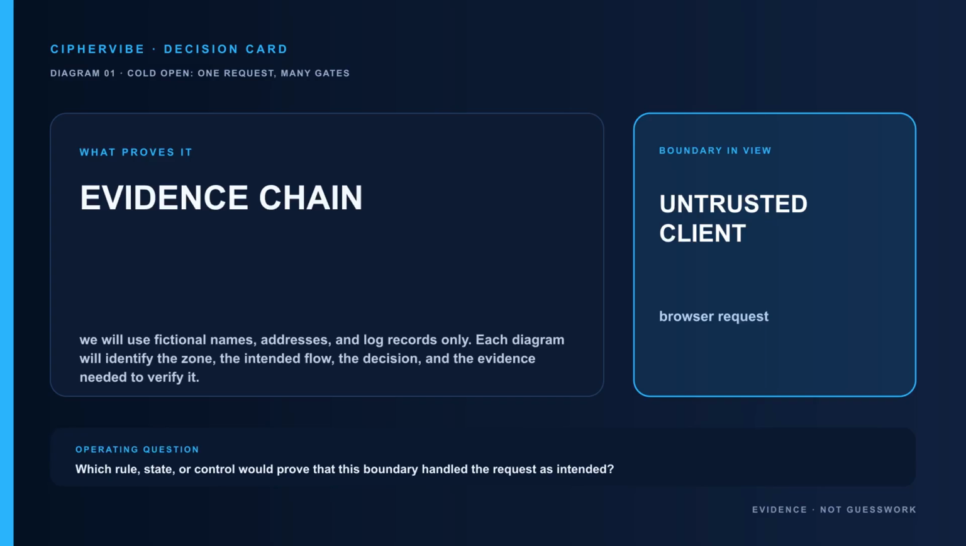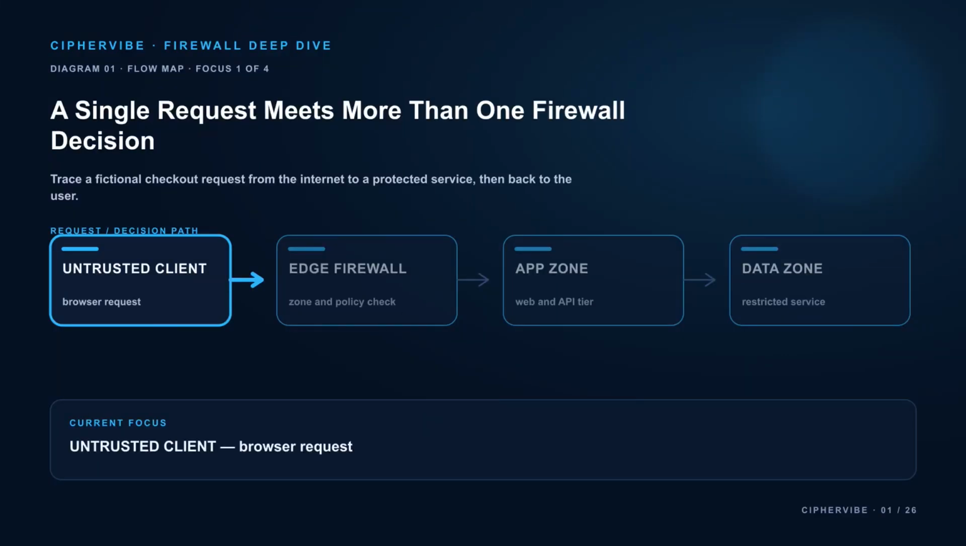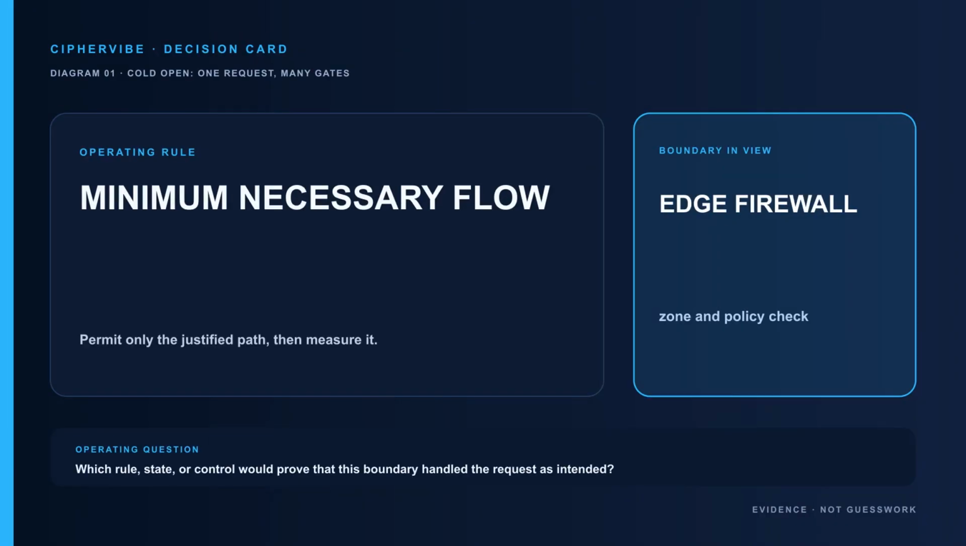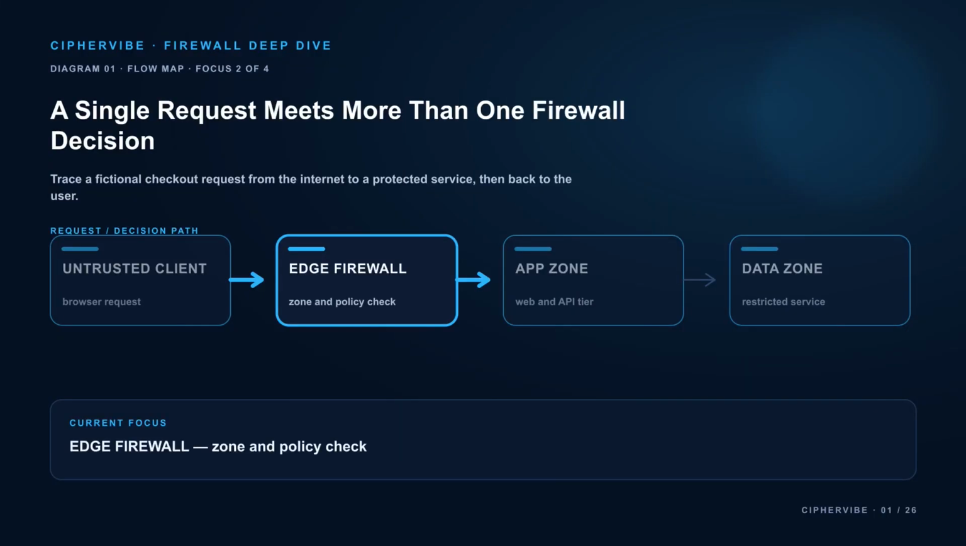The common failure is that teams say the firewall allowed it without recording which firewall, which rule, which traffic direction, which application identity, and which downstream dependency actually handled the transaction. For the Northstar Commerce simulation in this video, we will use fictional names, addresses, and log records only. Each diagram will identify the zone, the intended flow, the decision, and the evidence needed to verify it.